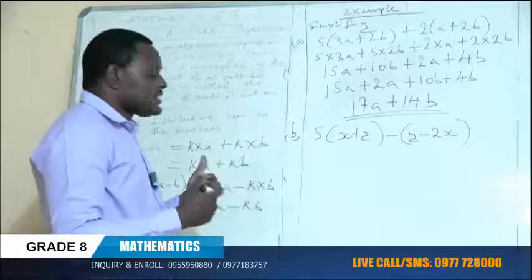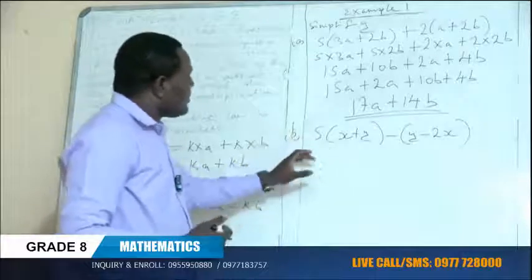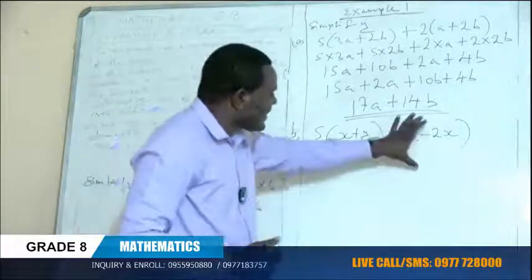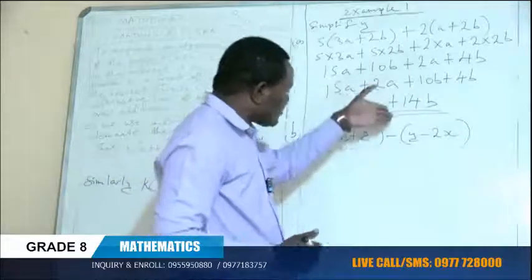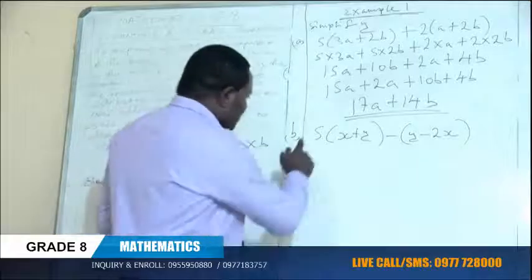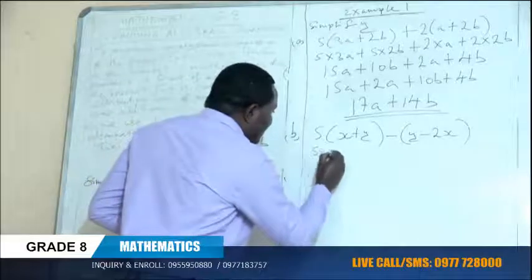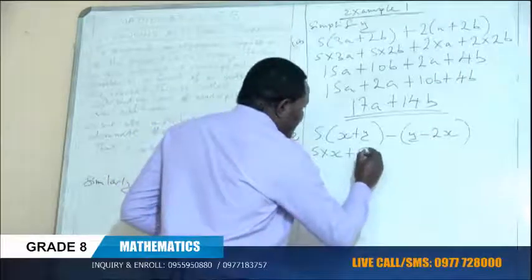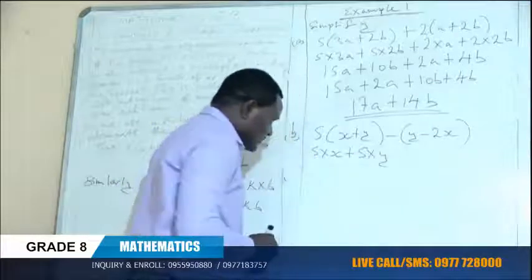Of course, we are going to use the same distributive law here, meaning whatever is in brackets here will be multiplied by 5. Even on this side here, whatever is in brackets will be multiplied by the negative 1. So we start. It will be 5 multiplied by x plus 5 multiplied by y.